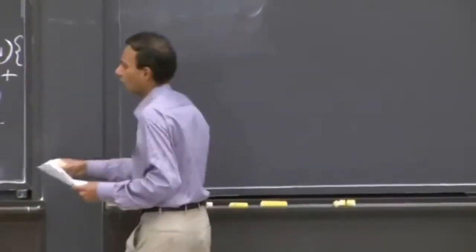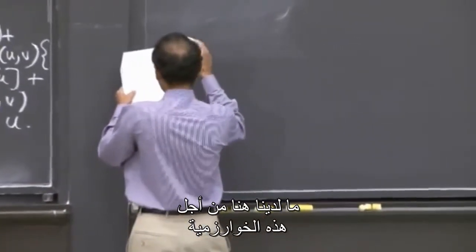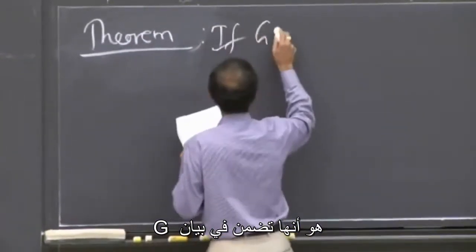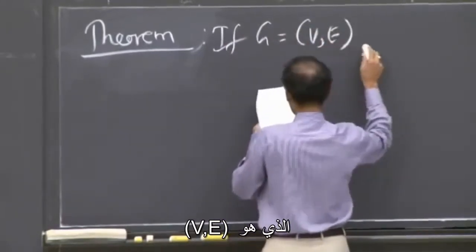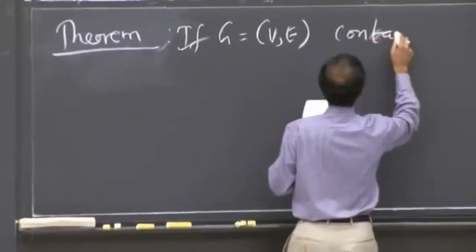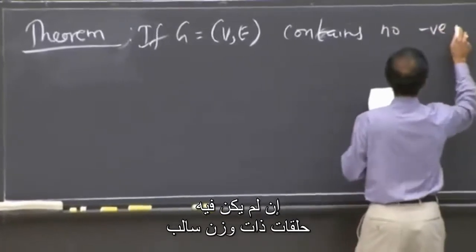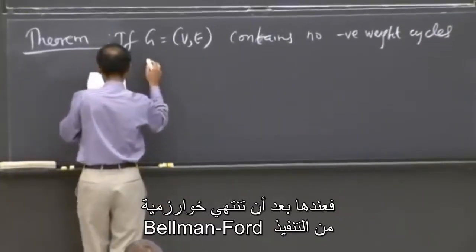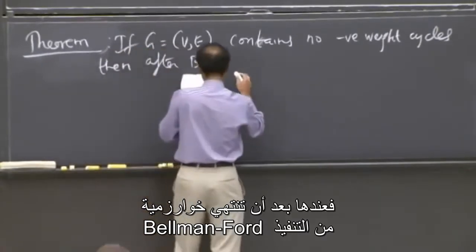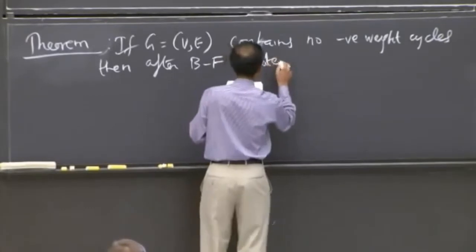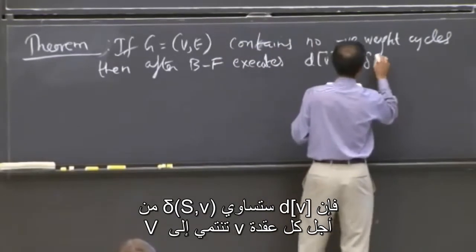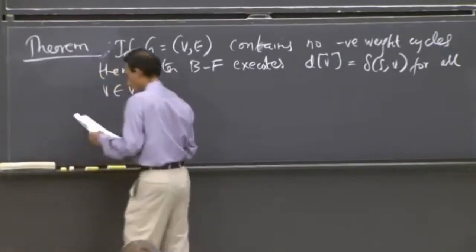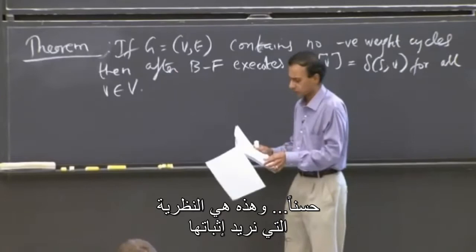So what we have here for this algorithm is that it can guarantee, in a graph G equals (V, E), if it contains no negative weight cycles, then after Bellman Ford finishes execution, d_v equals delta(s, v) for all v belonging to V. All right? That's the theorem we want to prove.